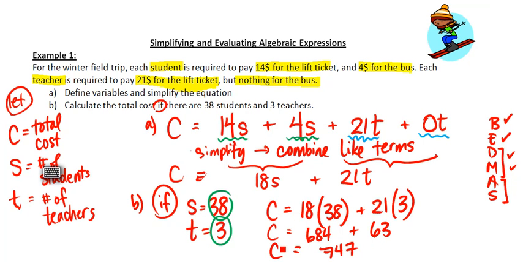Now because this is a total cost, we now include the units, the dollars. So we'll just go back and see, does this answer the question? Calculate the total cost if there are 38 students and 3 teachers. The total cost would be $747.